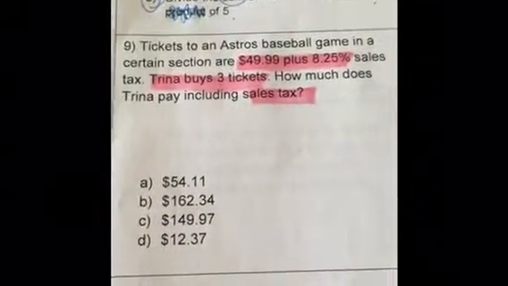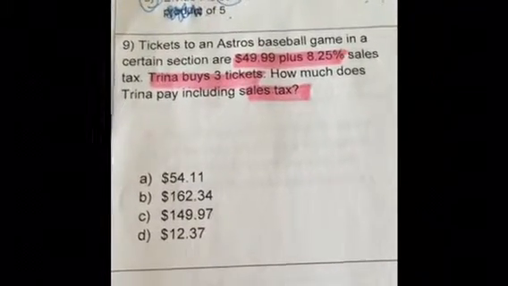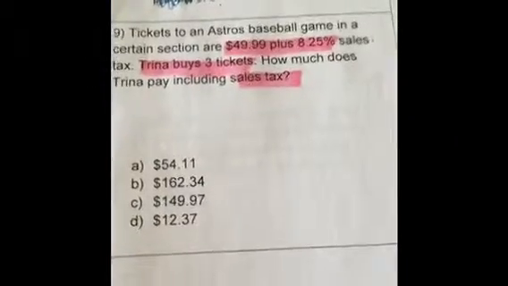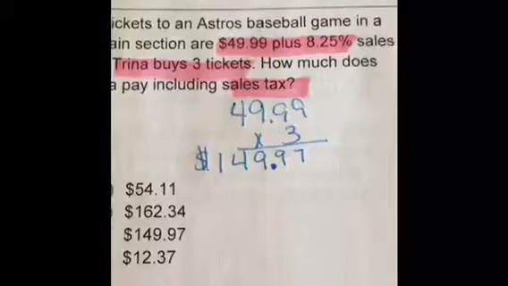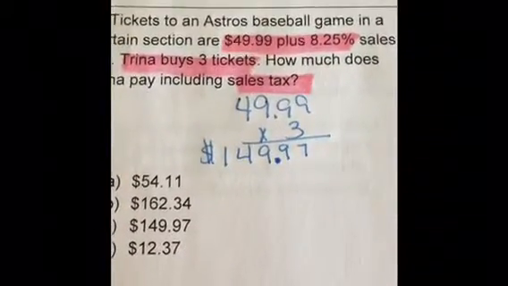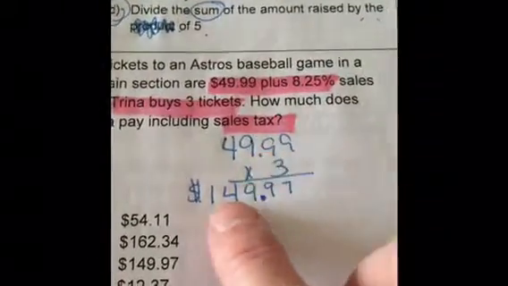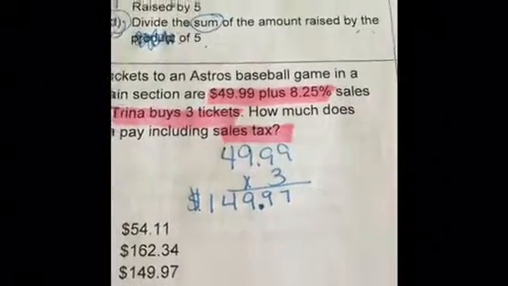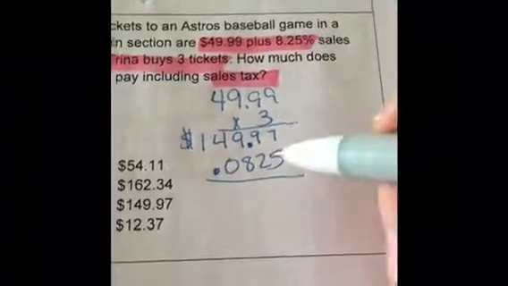Tickets to an Astros baseball game in a certain section are $49.99 plus 8.25% sales tax. Trina buys 3 tickets. How much does Trina pay including tax? First I want to figure out how much she pays before tax for 3 tickets. So I multiply the $49.99 by 3, and notice that I have 2 decimal places because there's 2 decimals here. And so before tax, it's $149.97.